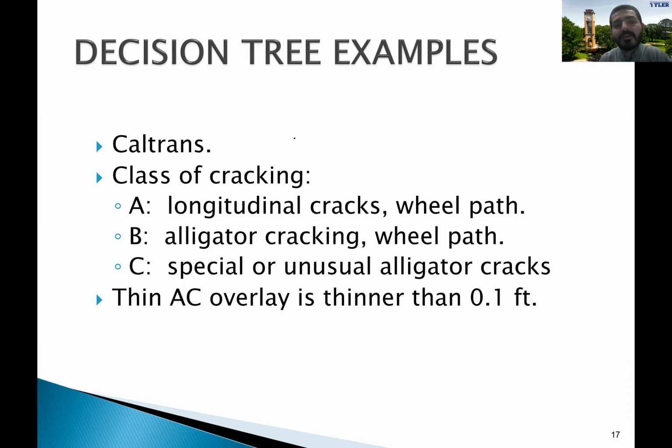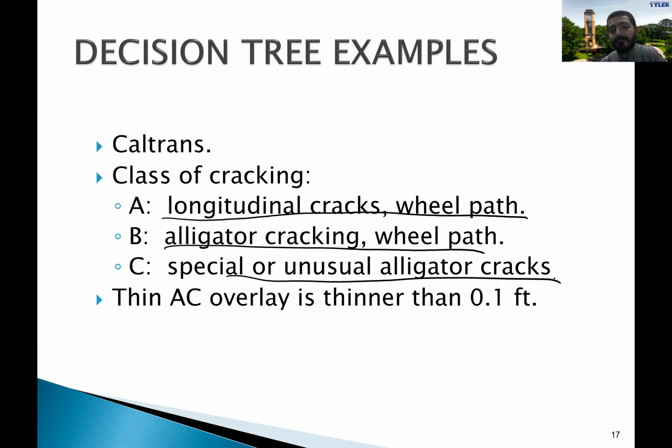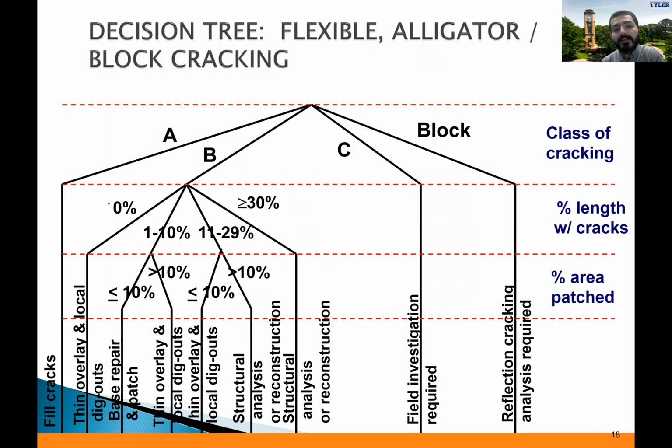as classes. So class A would be longitudinal cracks within the wheel path, and then class B, that's an alligator cracking within the wheel path, and then class C, that's a special or unusual alligator crack. And thin AC overlay is thinner than 0.1 feet. So 0.1 feet, that's one tenth of a foot. That's how they define a thin overlay. And basically that's the solution for all of these three types of cracks that they may find.